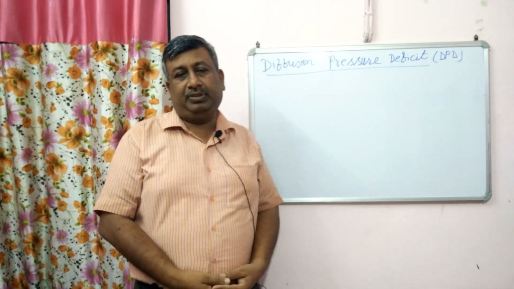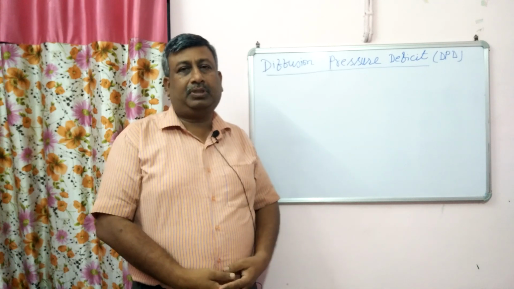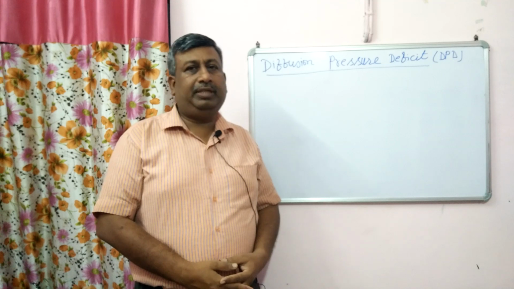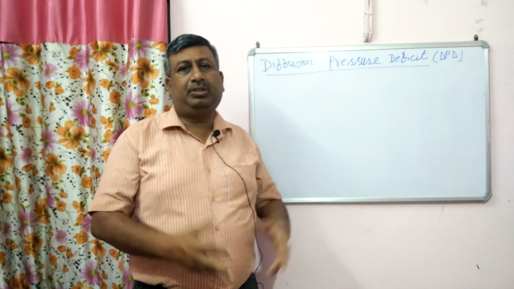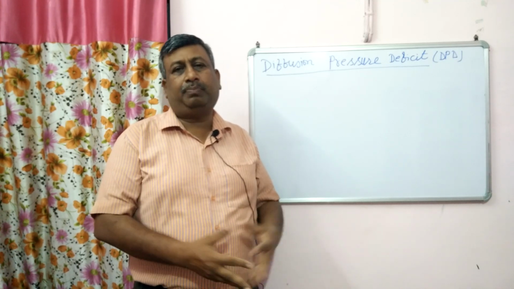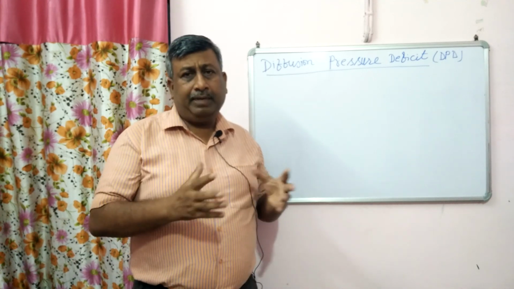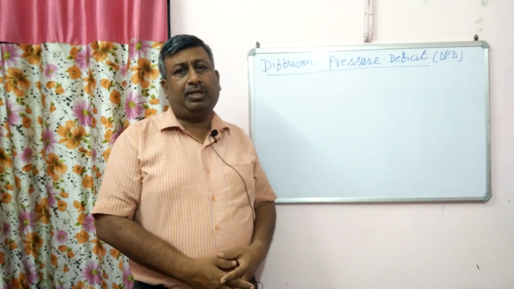What is DPD? Diffusion Pressure Deficit. It is very important for the calculation of water potential. Actually, water potential is very confusing, and we have confusion in osmotic potential, turgor pressure, matric potential, gravitational potential and total water potential. And this DPD is a very important parameter which decides the water potential.